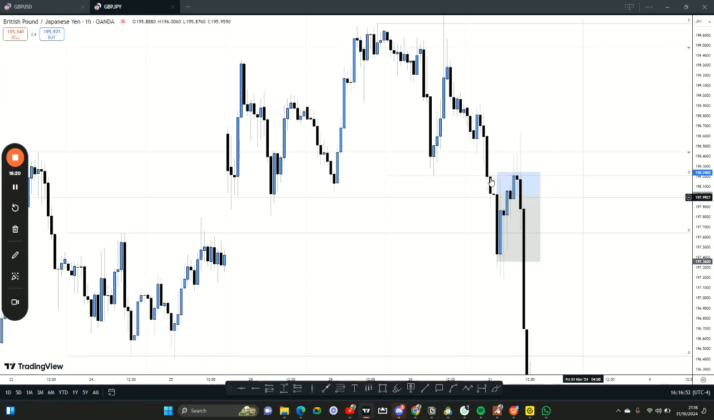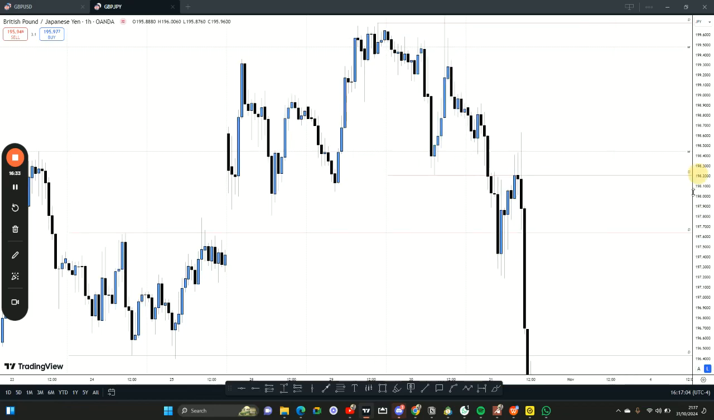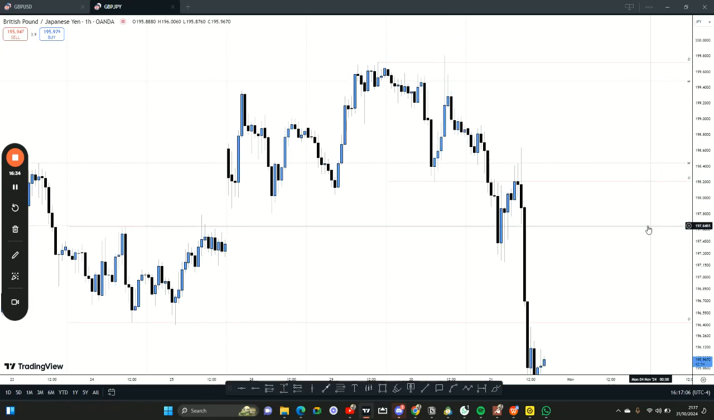I always go for 1 to 3 take profit only. So entry, stop loss, take profit, and you can see this hits in just one candle, right? So let's just take that one off. So the one that I actually took is this one.